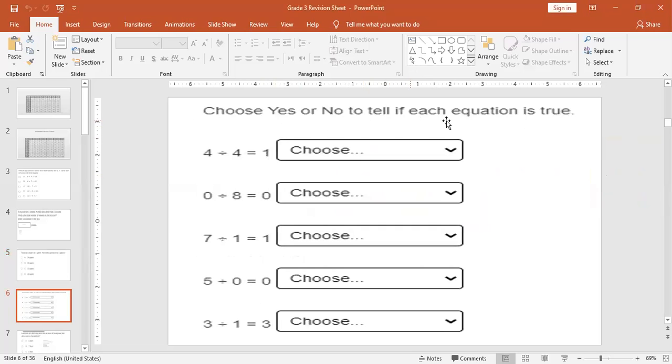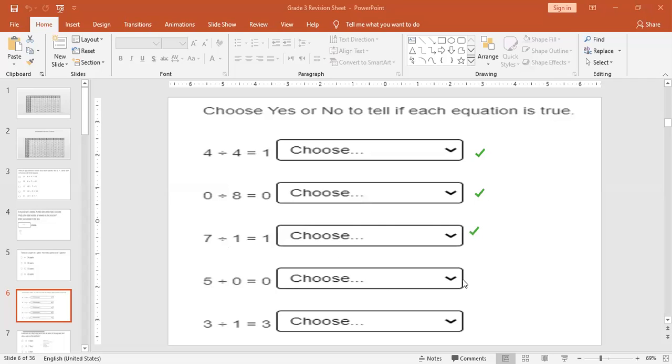Choose yes or no to tell if each question is true. As I told you, the first one, 4 divided by 4, of course, equals 1. 0 divided by 8. Can I divide 0 by a number? Yes, I can. It will give me 0. That's right. 7 divided by 1 equals what? If I multiply or divide any number by 1, it will give me the same number. 5 divided by 0. Concentrate on this. I cannot divide a number by 0.